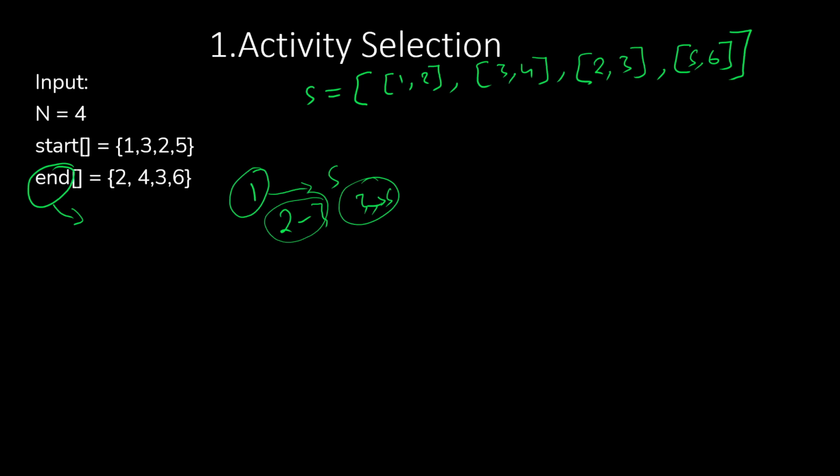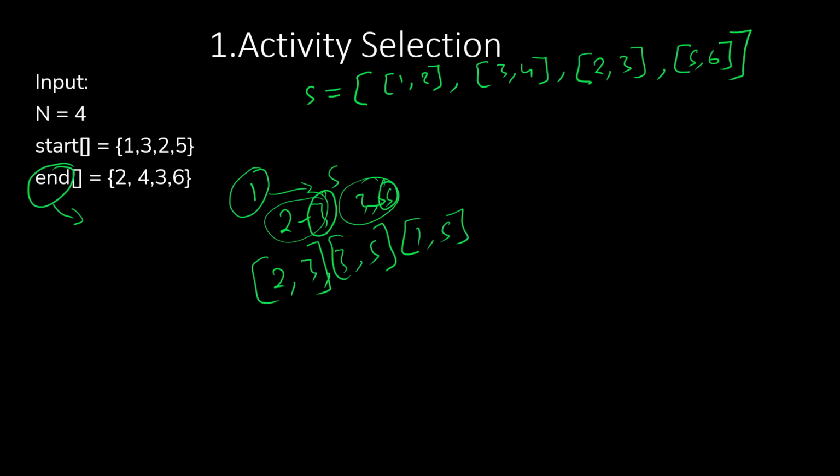So what we are doing is taking the end of the day and sorting on that basis. If we sort on the basis of the end of the day, then we get 2 3, then 3 5, and 1 5. This is what we'll get if we sort it according to the end of the day. So this problem can be ignored.